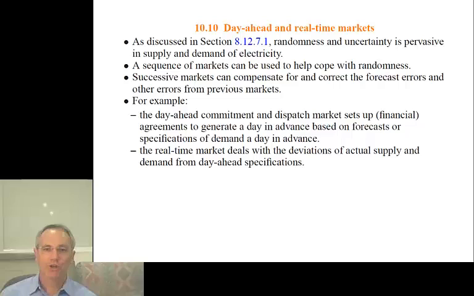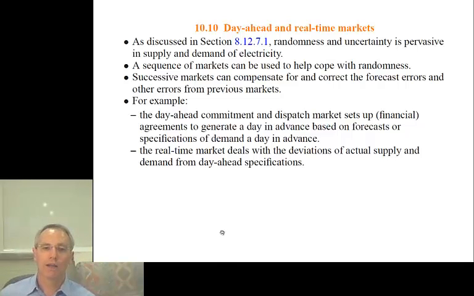As discussed in previous chapters, randomness and uncertainty is pervasive in the supply and demand of electricity, and a sequence of markets can be used to help cope with that randomness. Successive markets then compensate for and correct the forecast errors and other errors from previous markets. So for example, we have day-ahead unit commitment and dispatch that sets up what we'll explain in Chapter 11 to be financial agreements to generate a day in advance, and those commitments are made a day in advance based on forecasts or specifications of demand a day in advance.